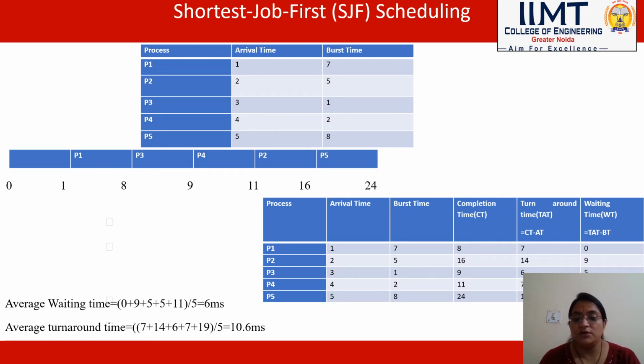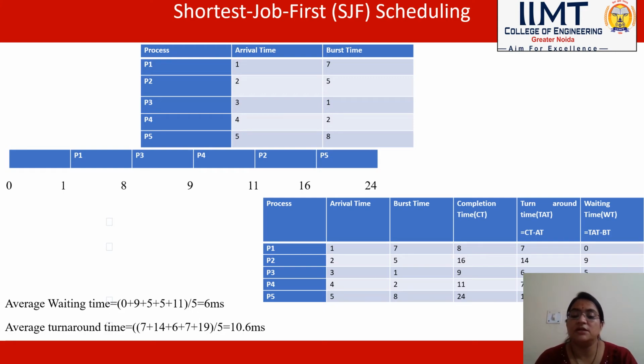So now we will make the completion time, turnaround time, and waiting time. Completion time means when the process will complete. At 8 seconds, process P1 will complete. At 16 seconds, process P2 will complete its execution. At 9 seconds, process P3 will complete its execution. At 11 seconds, process P4, and at 24 seconds, process P5 will complete.